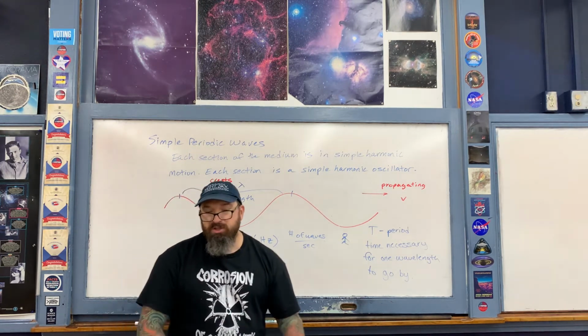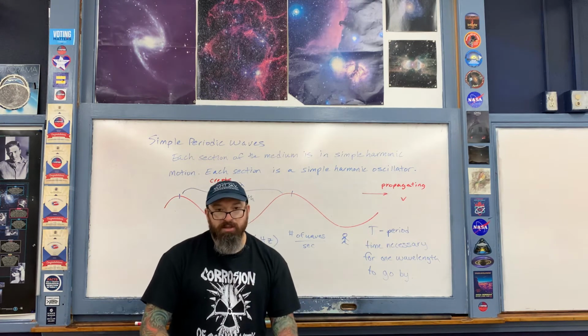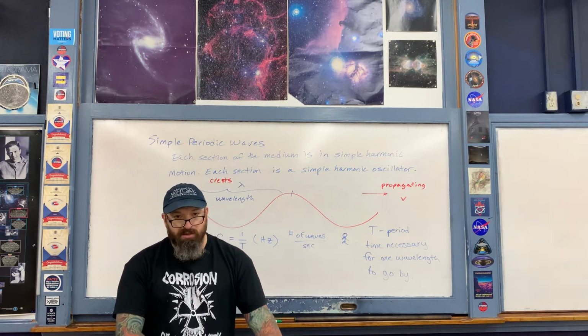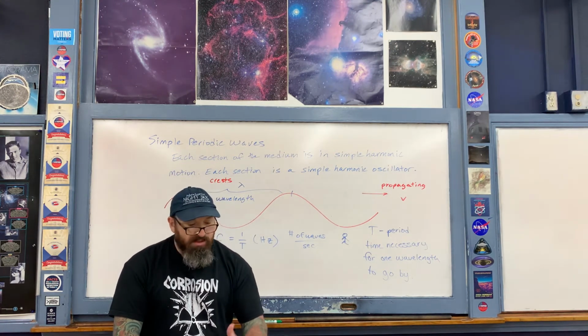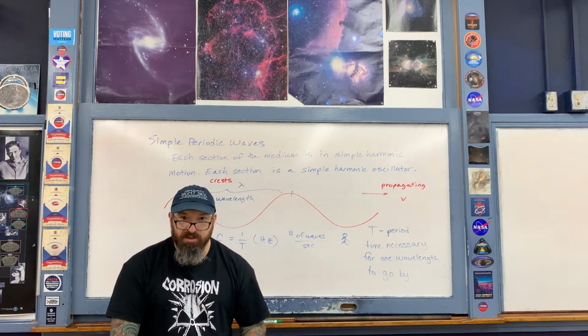Let's say that the frequency is 2 hertz. So 2 waves go by per second. Therefore, what is the time necessary for 1 wave to go by? Well, it would just be a half a second. So once again, frequency and period are inverses of each other.